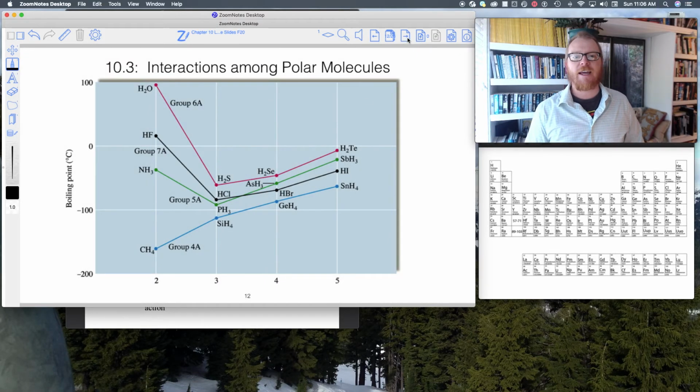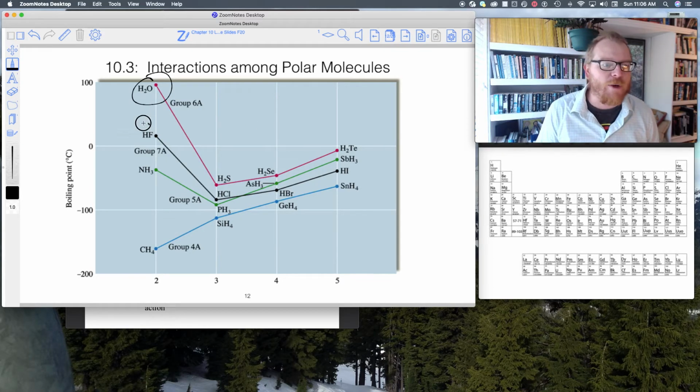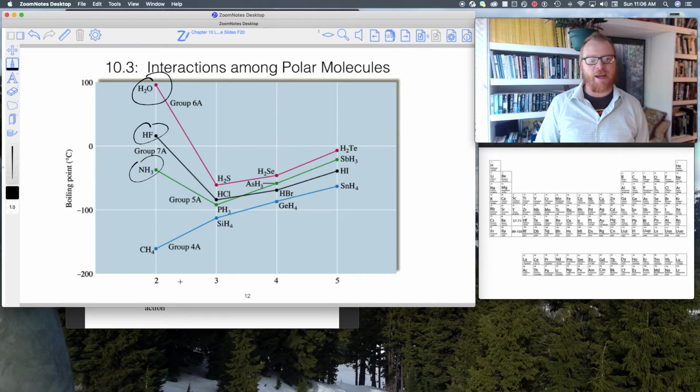Okay, so the last thing that I'll summarize here, or a couple more slides to summarize. I know this is going a little long. If we look at now the trend of small polar molecules on the boiling point, water is a huge exception. And in fact, so is HF and NH3. So before we describe the exceptions, let's just look at the normal pattern.